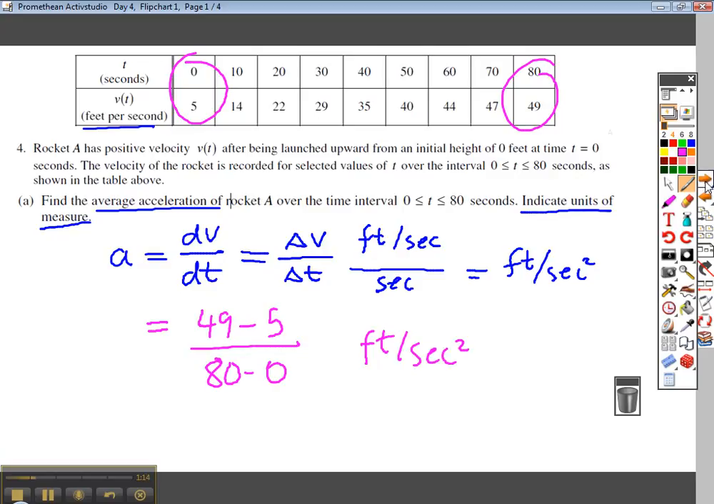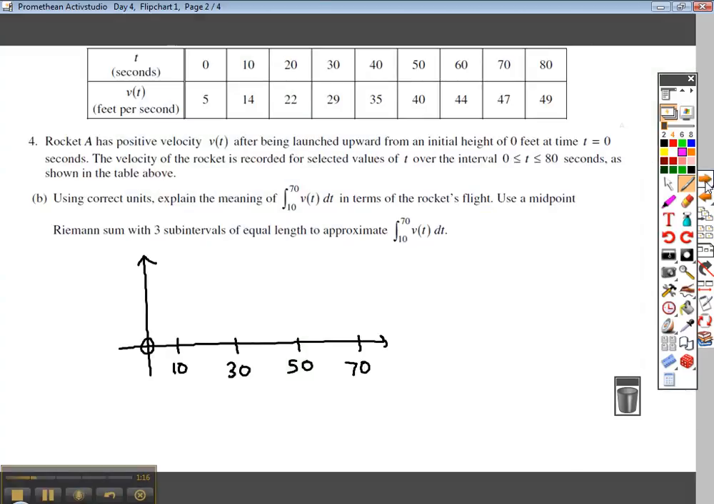The next part, there's a lot of things being asked. It says, using correct units, explain the meaning of this. Obviously, when you integrate velocity, you get distance or displacement. So I'll say this is displacement, specifically of the rocket from t equals 0 to 80. So in other words, that's how much further the rocket has moved in that time.